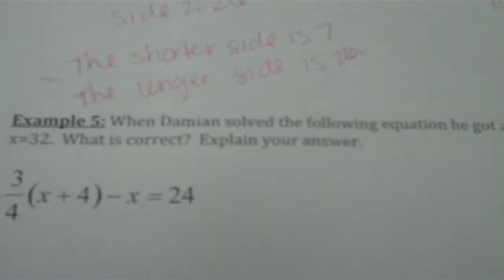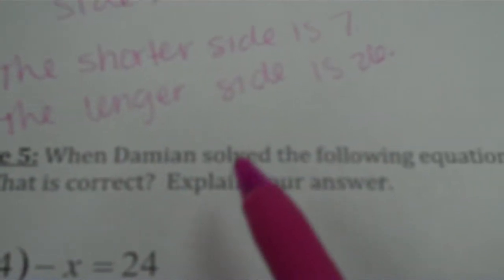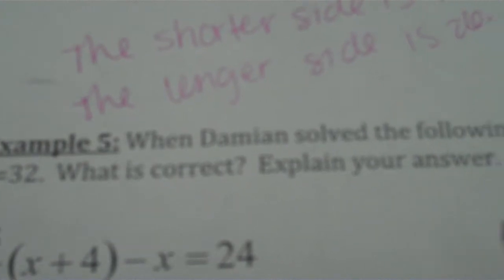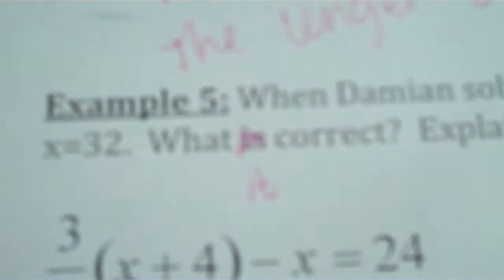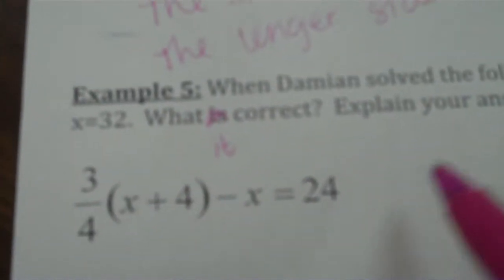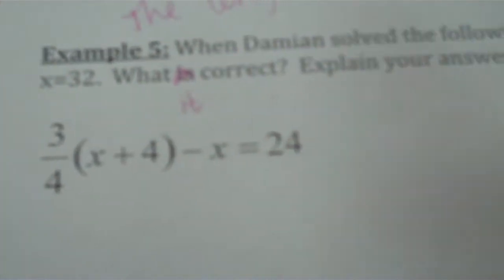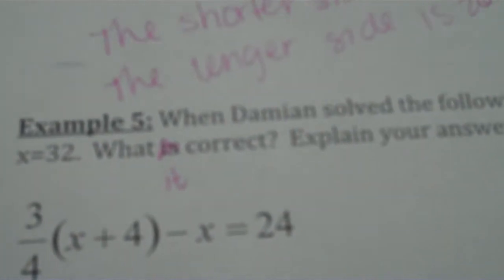Okay? Last problem. When Damien solved the following equation, he got a solution of x equals 32. Was it correct? Oh, is. No. Change that to it. Was it correct? My bad. Was it correct? Explain your answer. Okay? And then you have this whole problem. You can do this two ways. You could actually distribute, combine like terms and solve it for x, or you could do it by plugging it in. So he got that x was 32. Okay? He got 32. So let's plug that in.